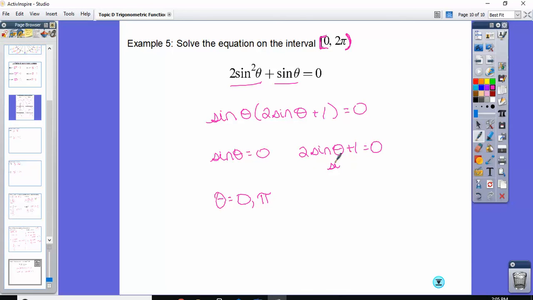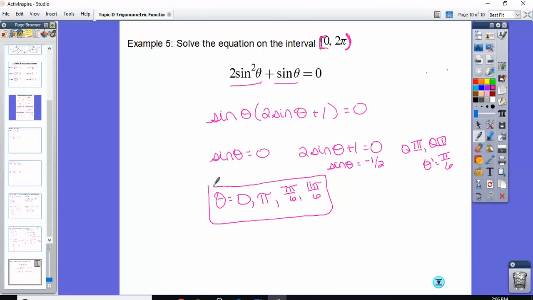This one, if I solve for sine, subtract my 1, divide by 2, sine theta equals -1/2. All students, sine is positive in 1 and 2, so it's negative in 3 and 4. Reference angle, sine is a half at 30 degrees, pi over 6. Pi over 6 in quadrant 3 would be 7 pi over 6. In quadrant 4, that would be 11 pi over 6. So this one had 4 possible answers.